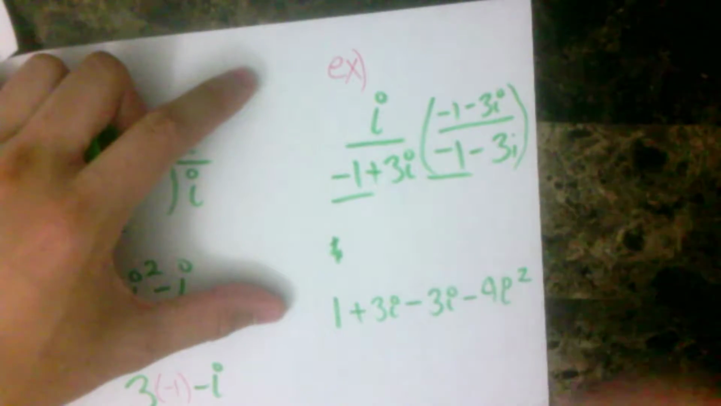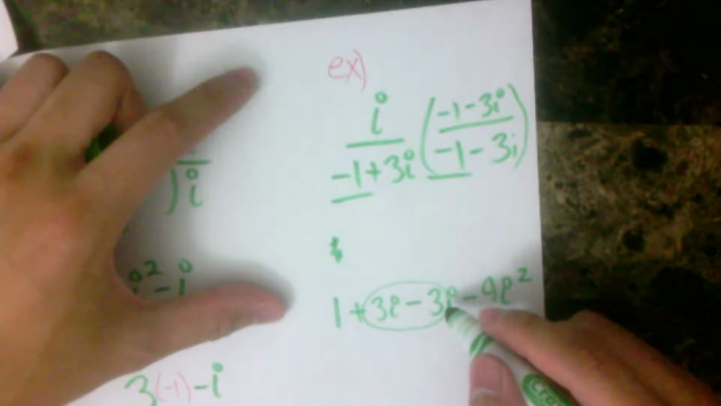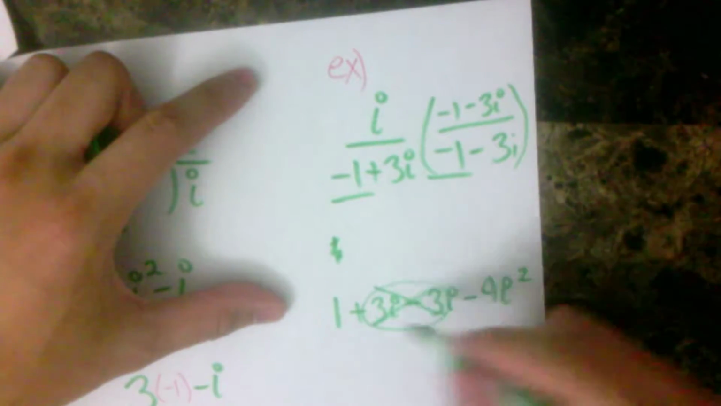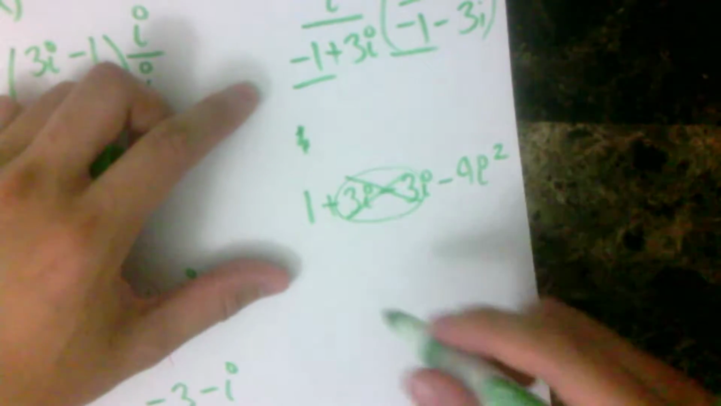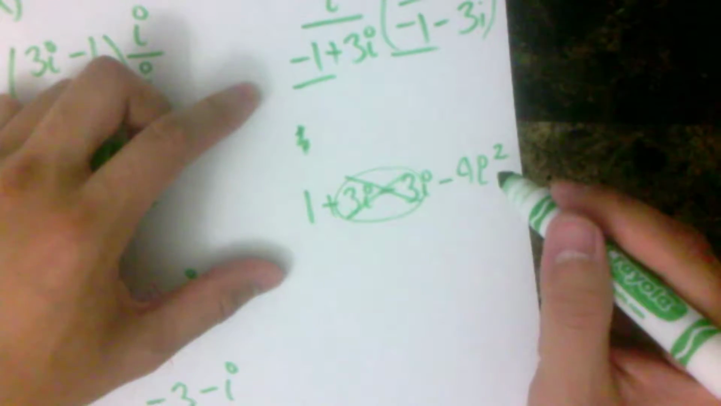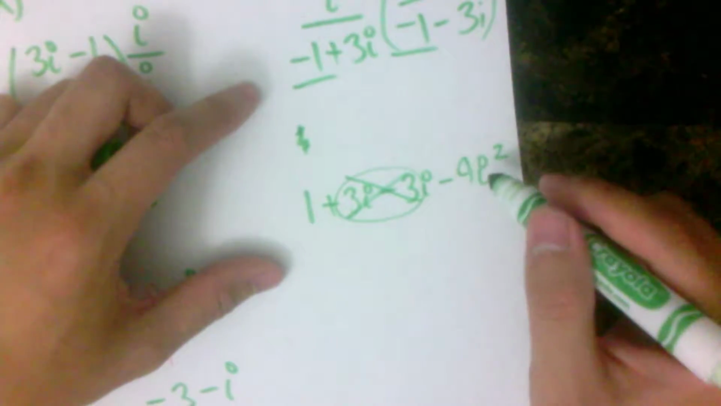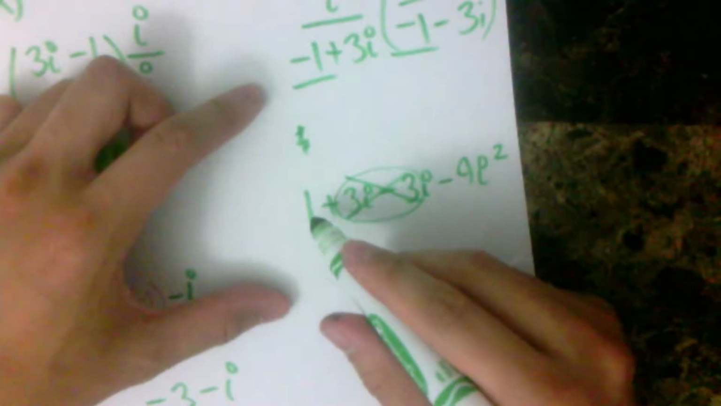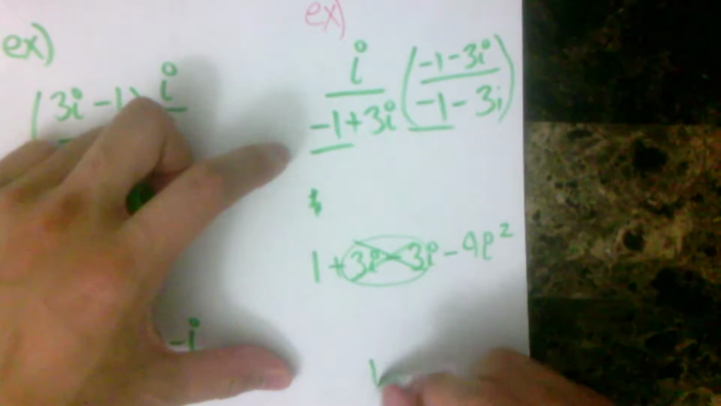You'll notice something interesting about this. You'll notice that these two here, 3i minus 3i, cancel out. And your middle terms are always going to cancel out, so you can go ahead and ignore those. You will end up with just 1 minus 9i squared. But remember, i squared is -1. So -9 times -1 is a positive 9. Plus 1 is a 10. So on the bottom here, you just end up with 10.